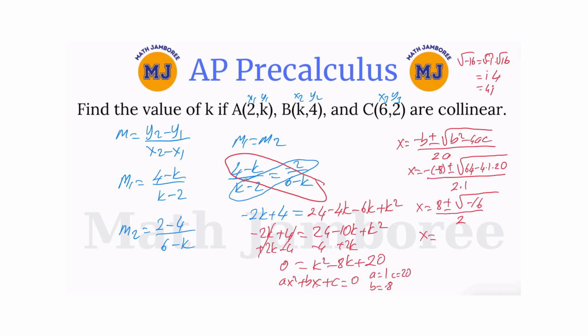So we can write that as 8 plus or minus 4i over 2. And if you divide both by 2, 8 and 4, this becomes k1 equals 4 plus 2i, and k2 is 4 minus 2i. So we have two values for k we can use.